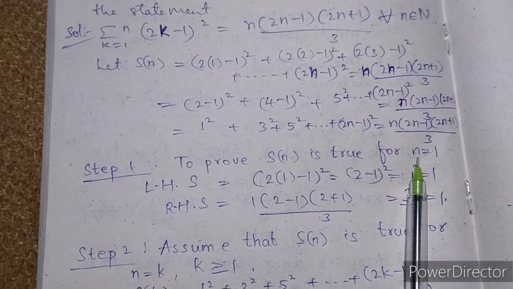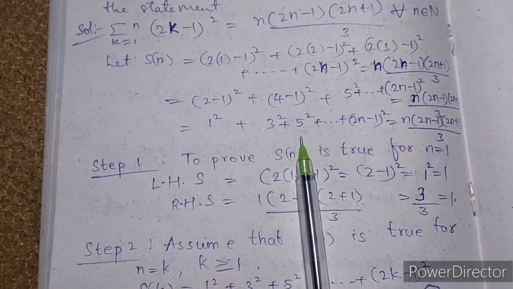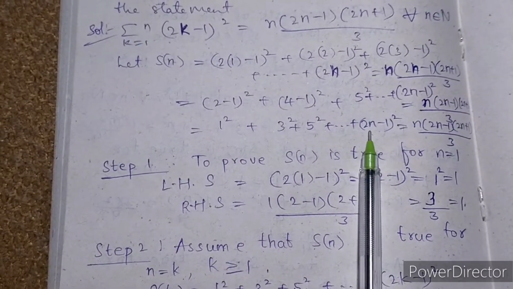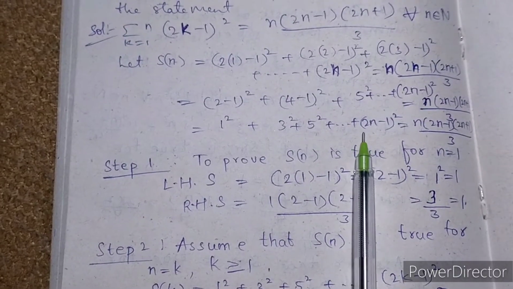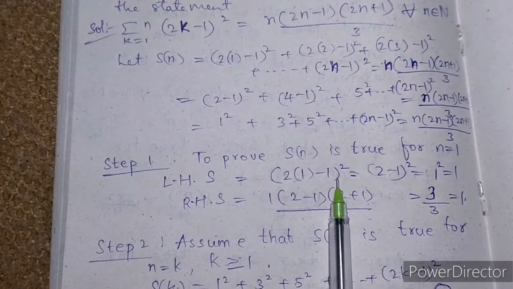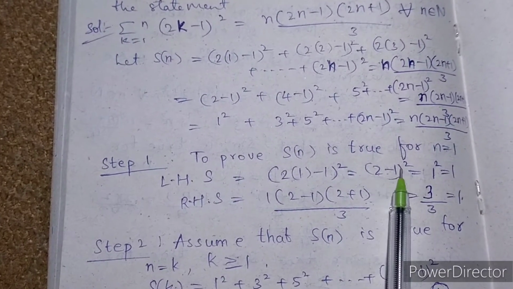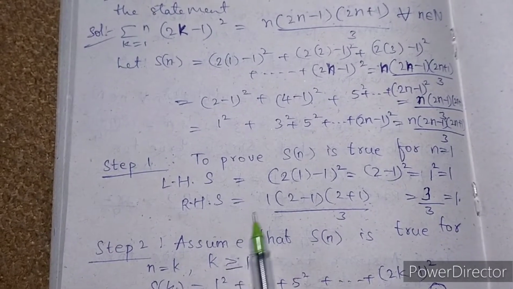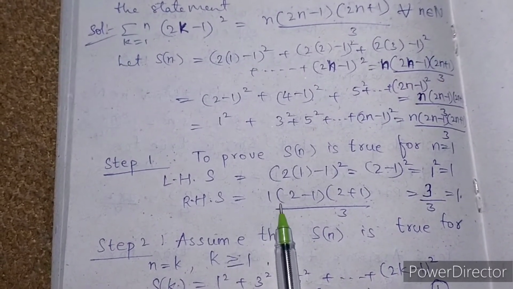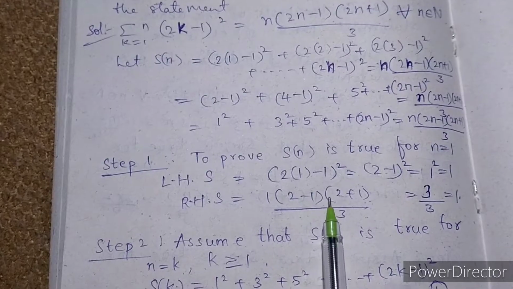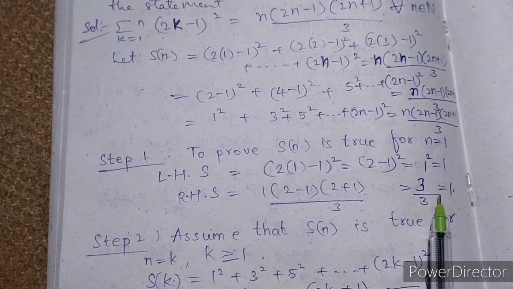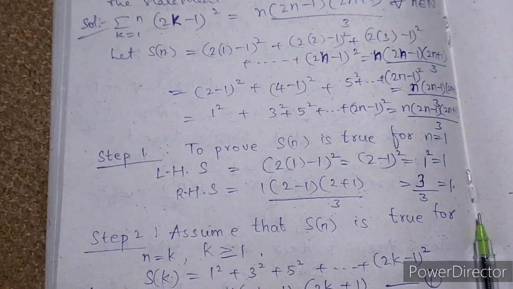For that, just simply substitute n equals 1. If you substitute n equals 1 in this statement, you will get (2 into 1 minus 1) whole square, that is (2 minus 1) whole square, which is equal to 1 square, which is equal to 1. Now the RHS part: take 1 into (2 minus 1) into (2 plus 1) divided by 3, which is equal to 3 divided by 3, which is equal to 1.